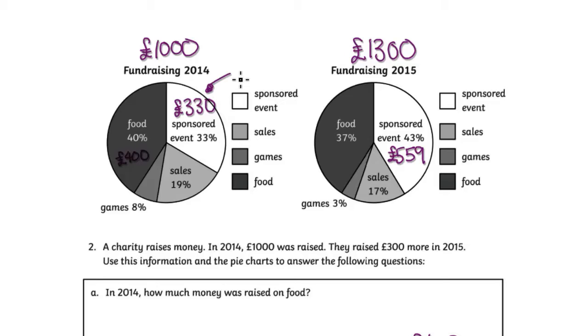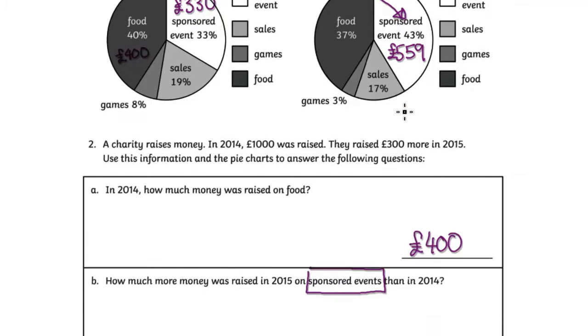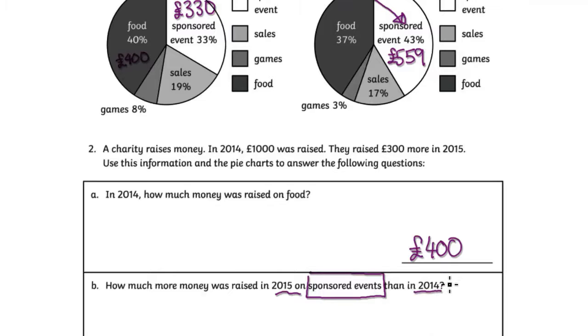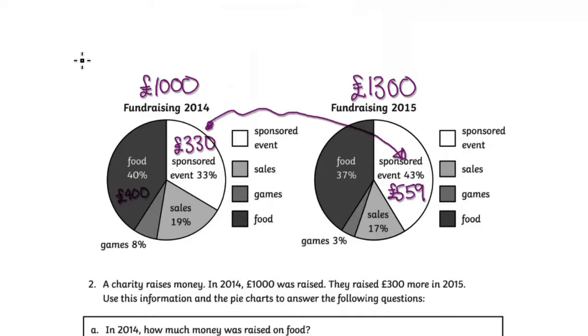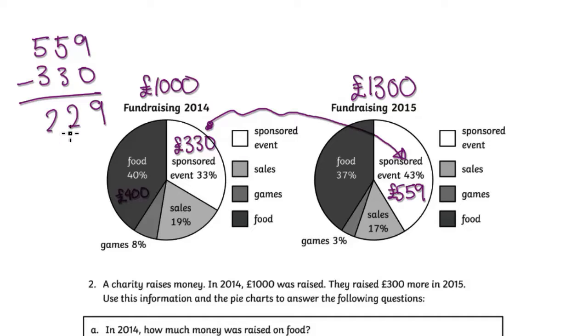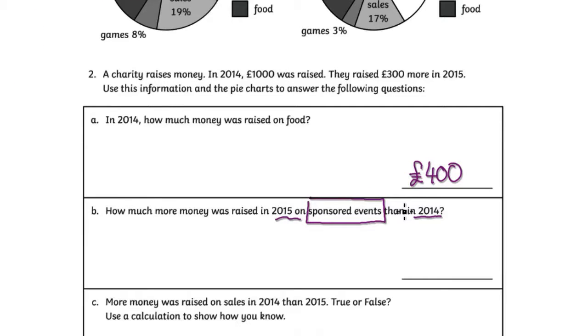So the question wants to know how much more it was. We want the difference between the two, because the question says how much more money was raised in 2015 than in 2014. So we take this, take away this. That would be 559 take away 330, which is 229. So the answer here would be £229. Let me clean this up.